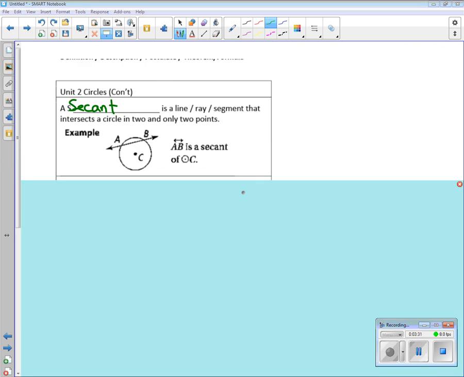So the next step on the next page is secant. A secant is a line or ray or segment that intersects a circle in 2 and only 2 places. So here's an example of a secant.